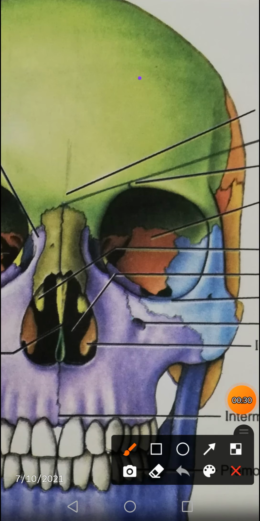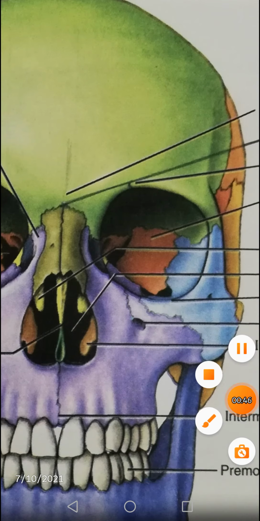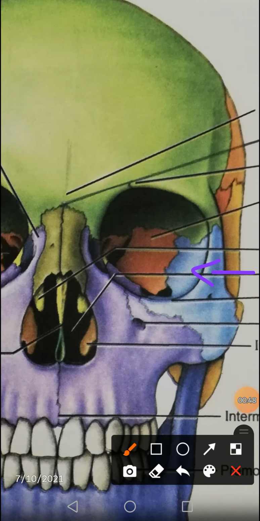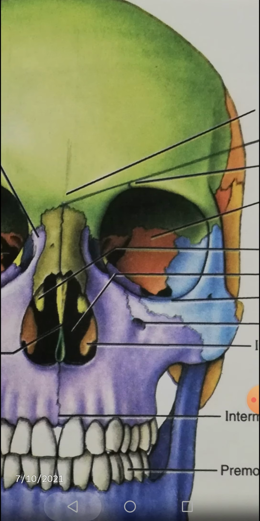Concentrate on the roof, which is basically formed mainly by the orbital plate of the frontal bone, and posteriorly we can observe the lesser wing of the sphenoid to complete the roof of the orbit. Now concentrate on the lateral wall, which is formed by the zygomatic bone via its orbital plate, and a little bit more posteriorly you can see the greater wing of the sphenoid to complete the lateral wall, right?